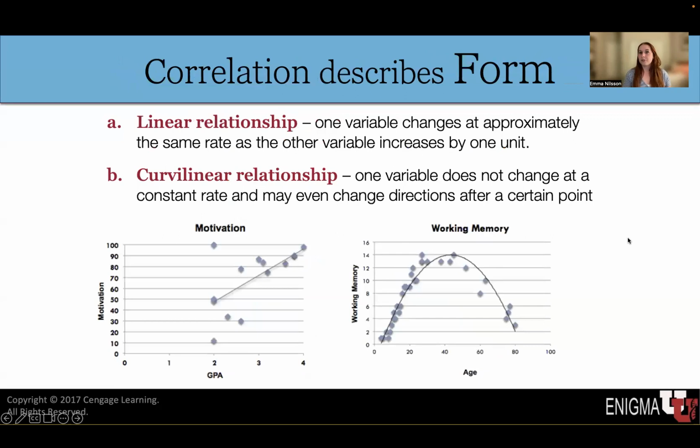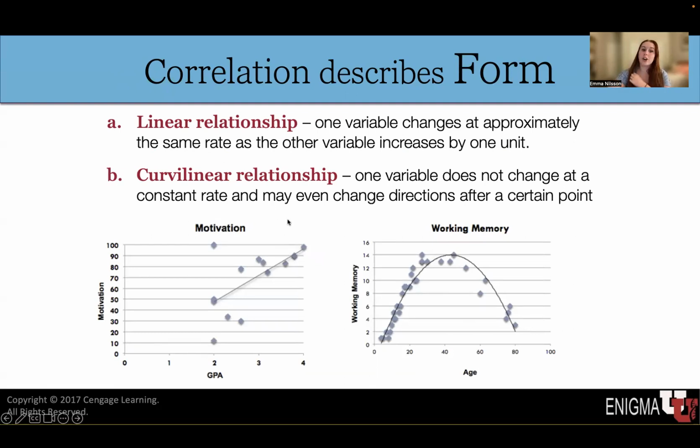Correlation also describes form, and there are lots of different forms that a relationship can take, but they all fall into one of these two categories. One is a linear relationship. So one variable is going to change by approximately the same rate as the other variable increases by 1 unit. So what we can see here is as GPA increases by 1 unit from 2 to 3 and 3 to 4, the change in motivation is pretty consistent. That gives us that straight line or linear line.